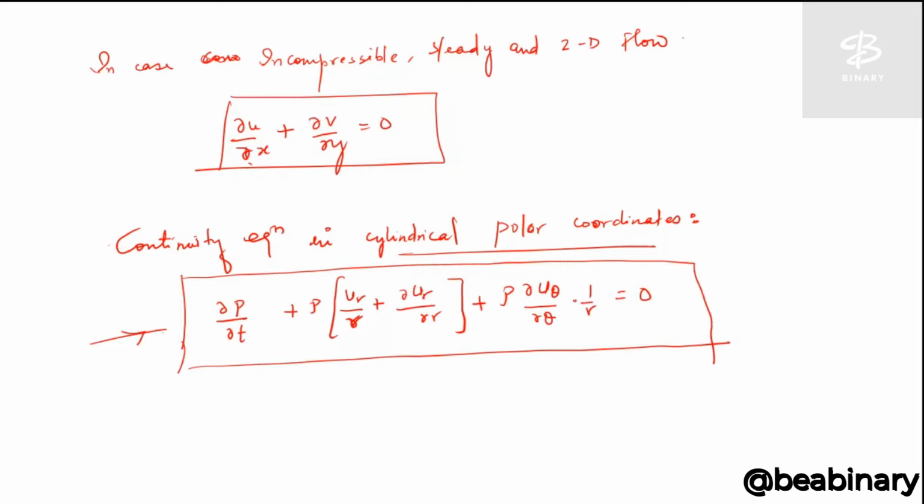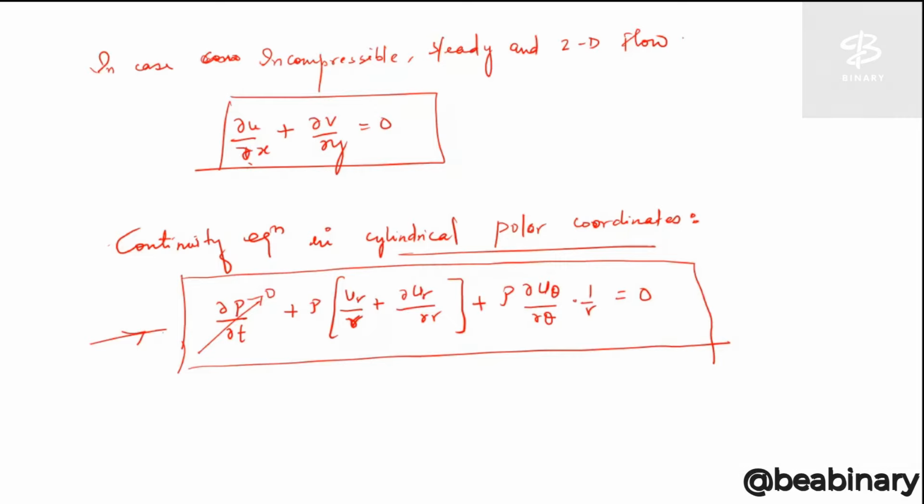Okay. So we can reduce this equation. Suppose in the case of steady flow, this term will be 0. In the case of incompressible flow, rho is taken as constant, so in this equation, rho is cancelled out.